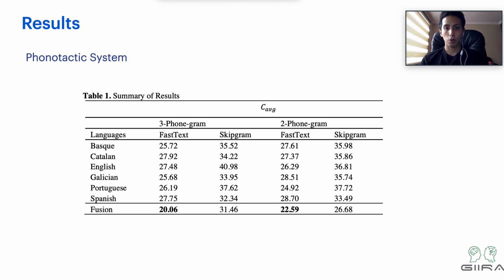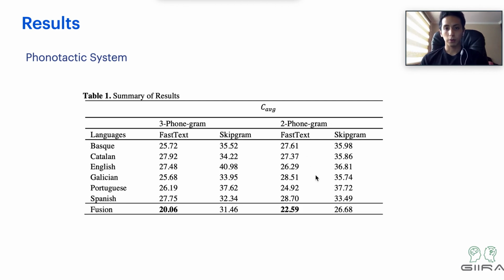In this table, we show our results where we have the C-average values for each language using phonograms formed by the concatenation of 3 phonemes and 2 phonemes. Here we can see that all of the results obtained with a system that uses FastText are better than the results obtained using Skip-gram, where we can see an improvement on each language.